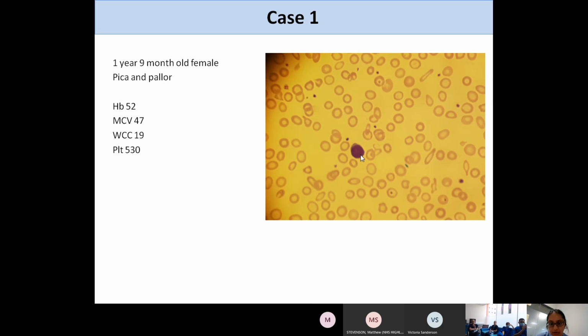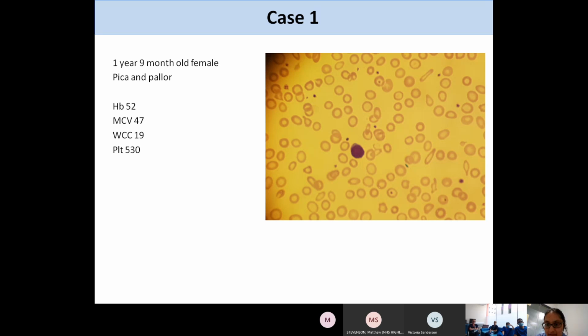Here we've got a mature lymphocyte for comparison, and you can see the red cells are significantly smaller than this lymphocyte, so this is a microcytic process. I talked about the rule of thirds. If we go along this red cell, we've got very little red staining and a huge central area of pallor. And here we've got these elliptocytes that almost look like they have straight edges. These are called pencil cells because they look like a pencil.